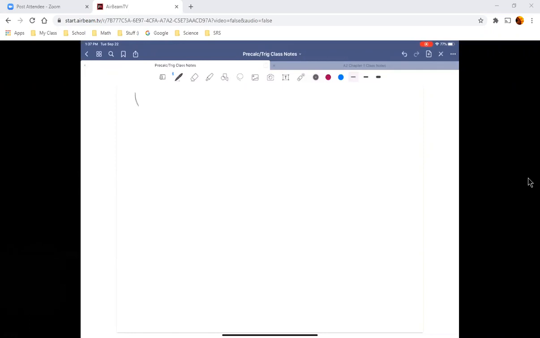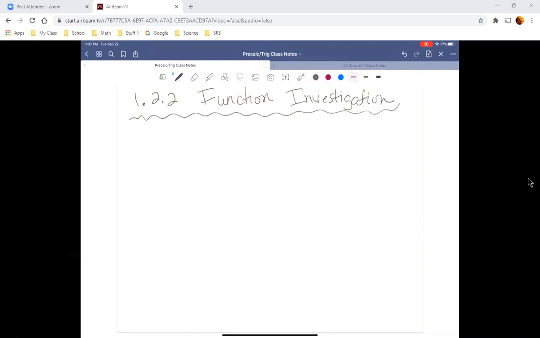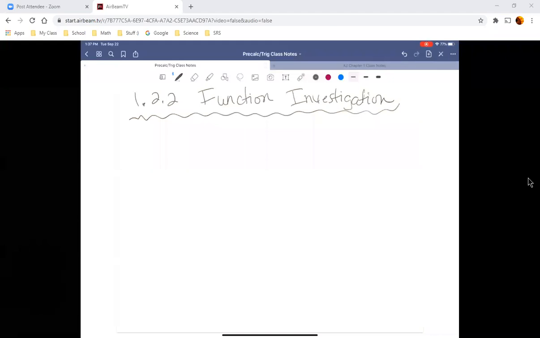All right. So we're moving on to 1.2.2. And so we're gonna still work on some of our functions and do a little function investigation. Right. So today you guys have some work to do for me.